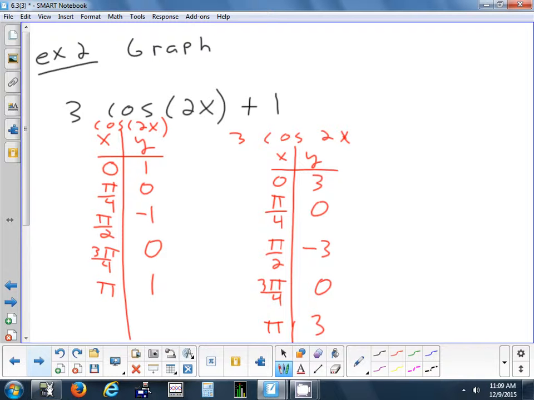All right, so now we've dealt with the period change. We've done the vertical stretch. Last thing I got to do is deal with this +1.